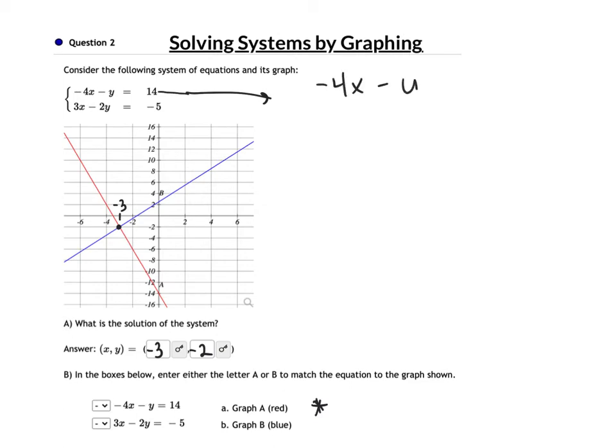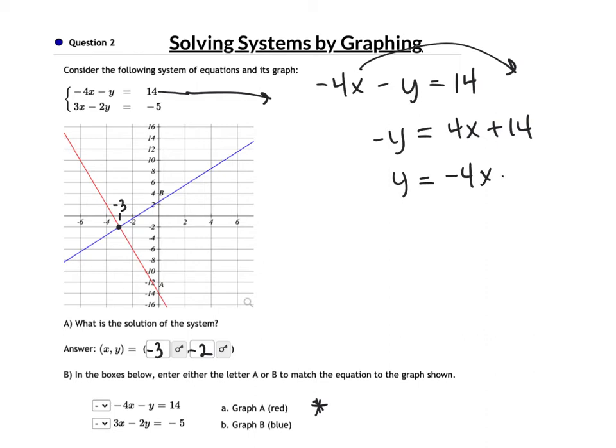-4x minus y equals 14. Take that equation and just solve for y. Move the 4x to the other side. You have to add it, so it's going to become positive. -y equals 4x plus 14. Now we divide by -1, and the equation becomes y equals -4x minus 14. All the signs change when I divide it by -1.